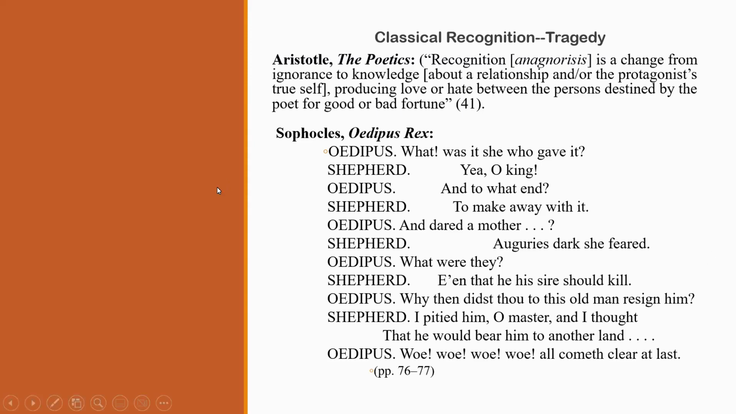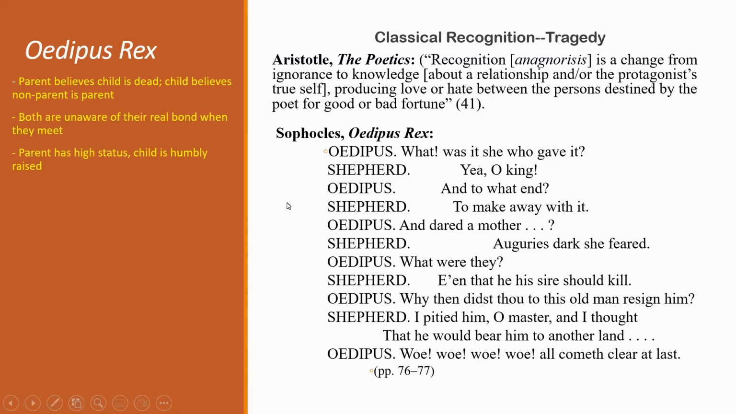Yes. Thank you. So these are all the main ingredients of a recognition scene. The parent believes the child is dead. The child believes the non-parent is his or her parent. Both are unaware of their real bond when they meet. And this next one is quite important, something to think about when you're planning your own scene, but don't panic because we'll come back to it.